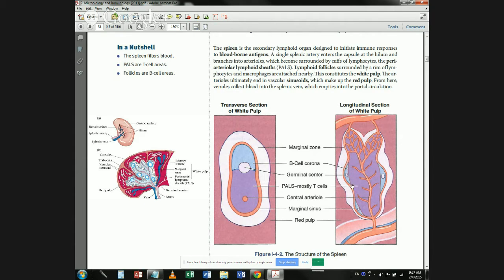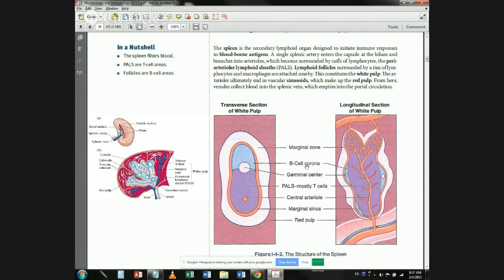Then past that, what is this? This is considered the marginal zone. The white area is the marginal zone. And this is the marginal sinus. Don't quite understand this, but okay. And then this will just empty out into some kind of sinus, which is called the red pulp. Okay then.